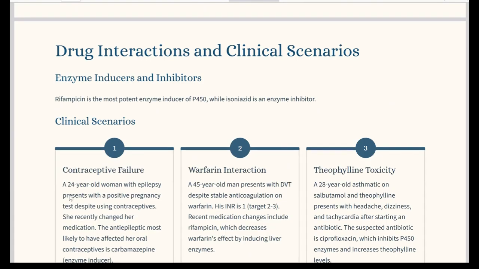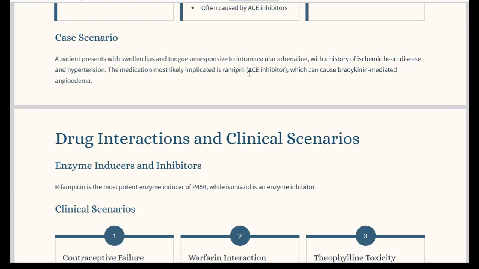And they can also ask you that you have given them ACE inhibitor, or that was the drug that was causing it, what kind of angioedema will it cause? Is it bradykinin, antihistamine? Is it anaphylaxis? So they can ask you this as well. So it's bradykinin mediated.